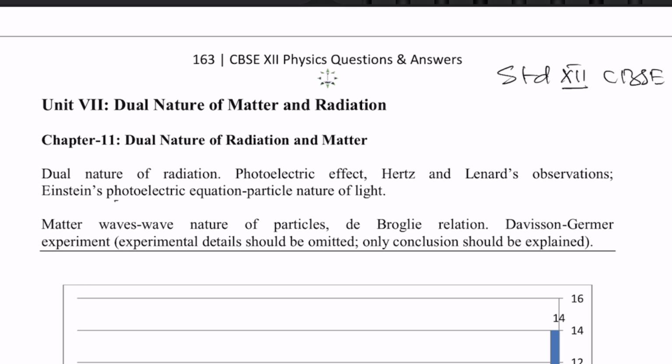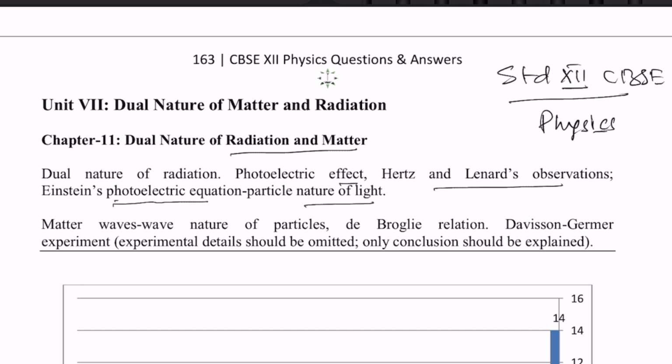Previous year's questions and answers of physics. Today's topic is dual nature of radiation and matter. Here we discuss the photoelectric effect, Hertz and Lenard's observations, Einstein's photoelectric equation and the particle nature of light. And we have matter waves, the wave nature of particles, the de Broglie relation, and only the conclusions of the Davisson-Germer experiment; the experimental detail is not required. So let's resume our discussion.